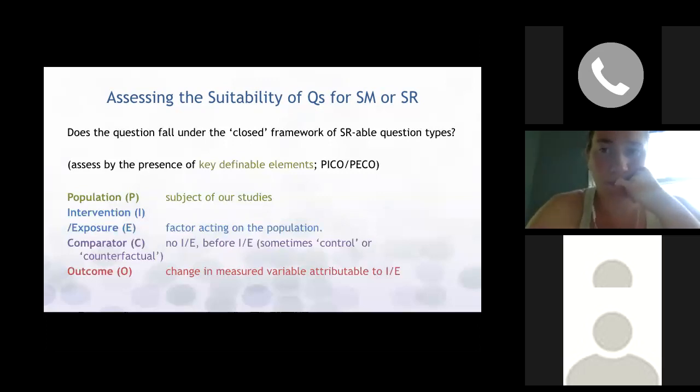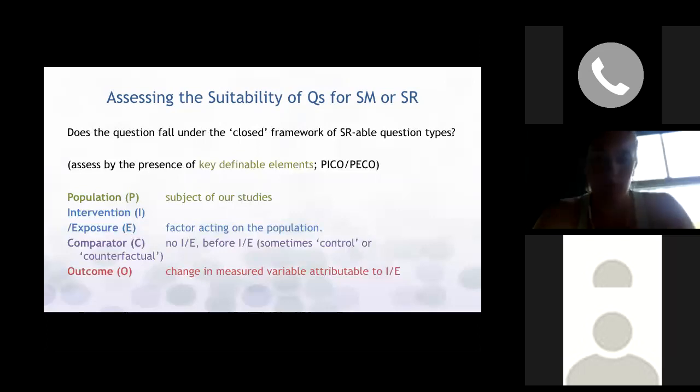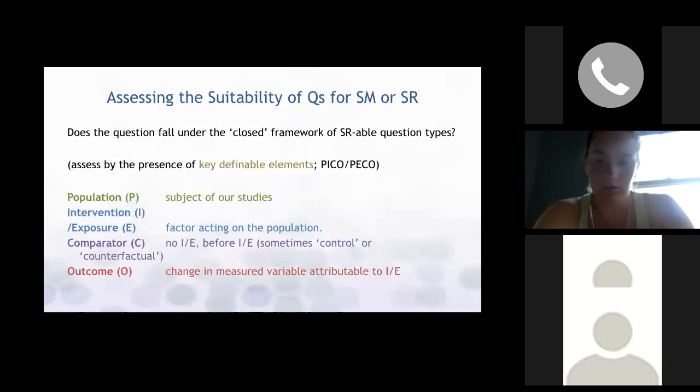So what we do is we define 4 elements within a PICO or a PECO framework, which stands for population. So what's the subject of the studies, the intervention or the exposure. So what's a factor or the action that you're looking at that impacts that population. What's your comparator? In this case, you're looking at the study design that allows you to actually measure impact or change.